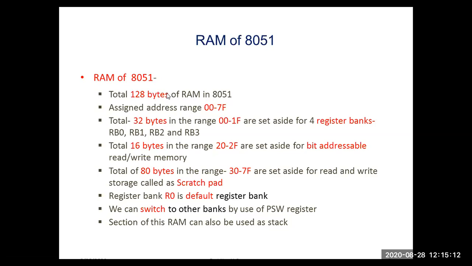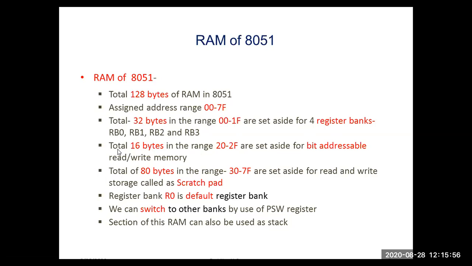Out of this 128 bytes of RAM, total 32 bytes in the range of 00 to 1F are set aside for 4 register banks: RB0, RB1, RB2 and RB3. So RB0 is the register bank number 0, which contains 8 bytes. RB1 contains 8 bytes. RB2 contains 8 bytes, and RB3 contains 8 bytes. So in this way, first 32 bytes ranging from addresses 00 to 1F are allocated to these 4 register banks. Out of this, your program can use only one at a time.